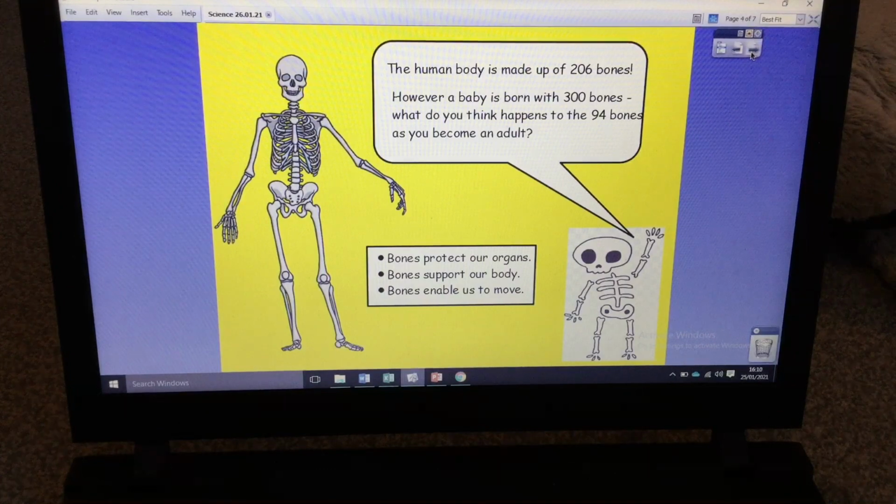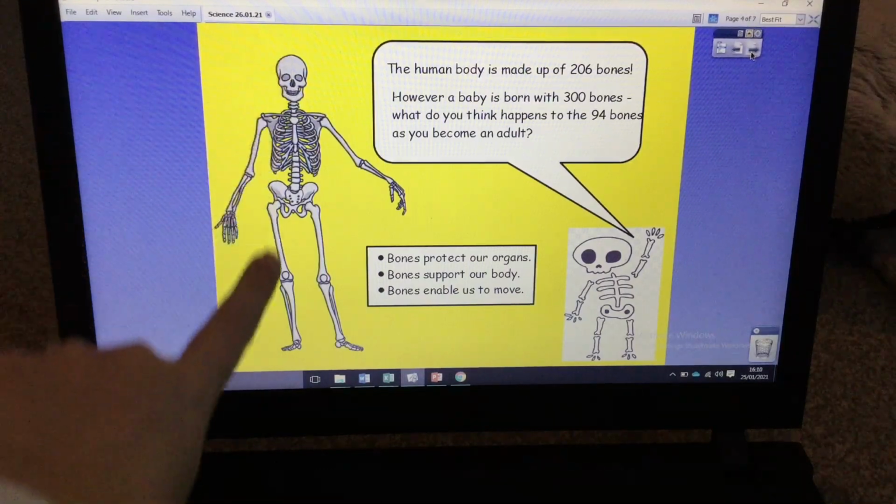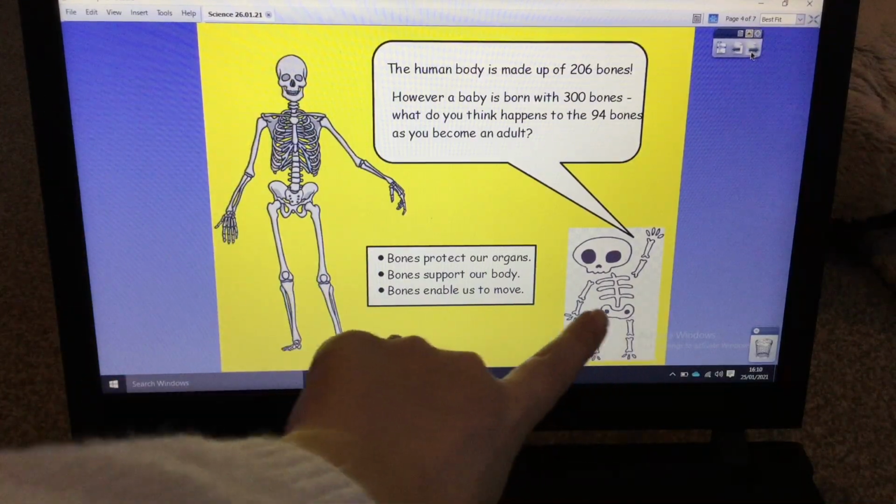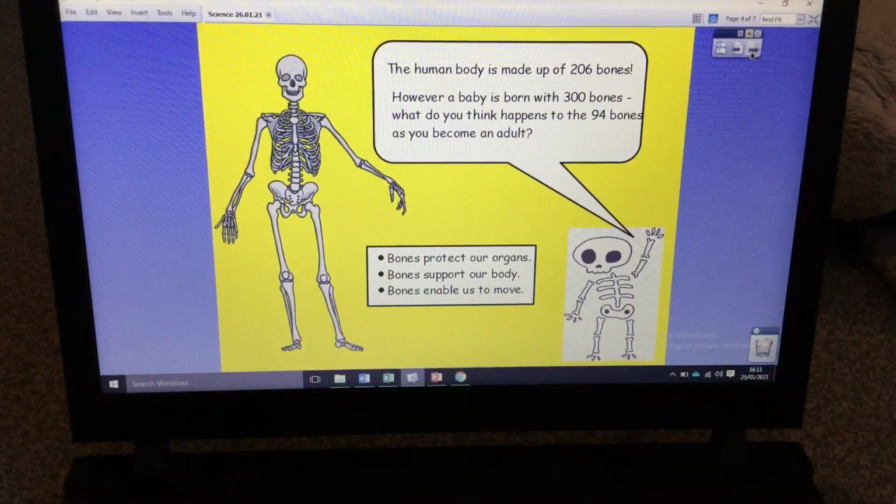So, this is a human skeleton, a more detailed human skeleton than this one. The human body is made up of 206 bones. However, a baby is born with 300 bones. What do you think happens to the 94 bones as you become an adult?